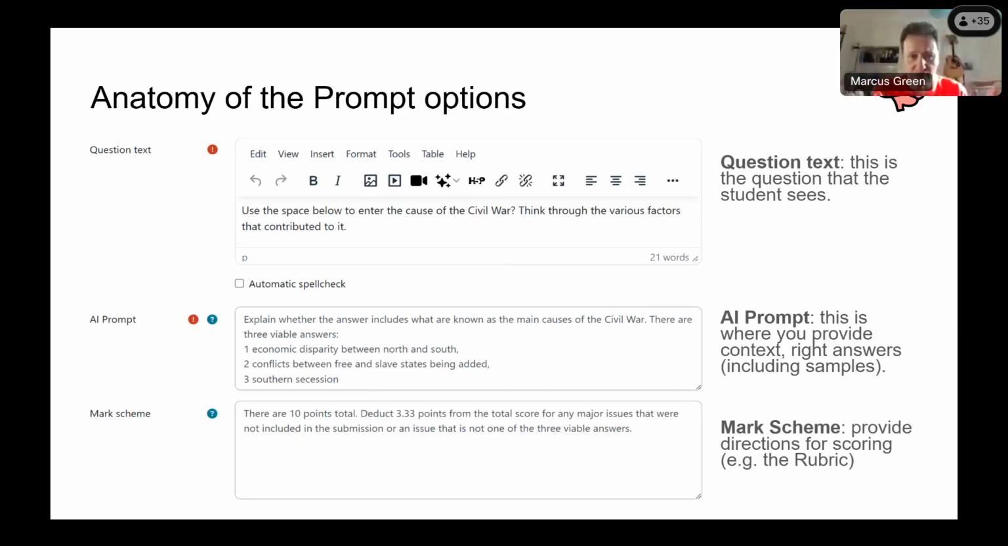So this is what it looks like. This is the anatomy of a prompt option. So you've got the question text, just like in any Moodle question type. That's what the student sees. You've got the AI prompt. That's where you provide the context. For example, what are the right answers, including the examples. And this is where the magic happens. And then you have the optional thing, which is the mark scheme. And that provides directions for scoring.